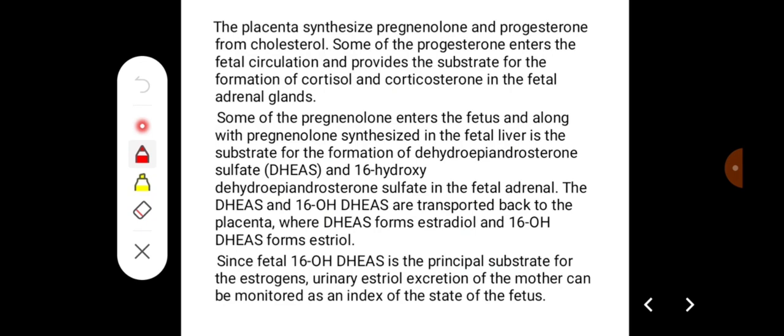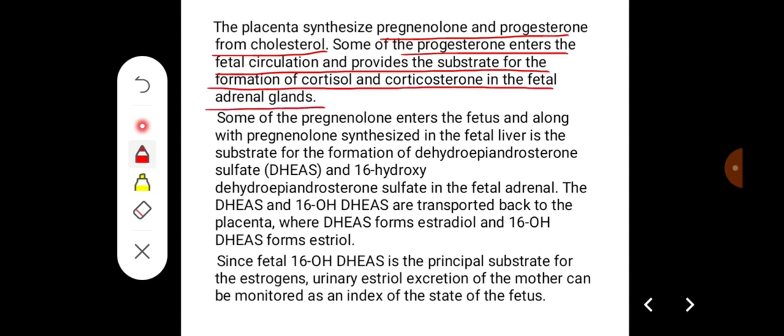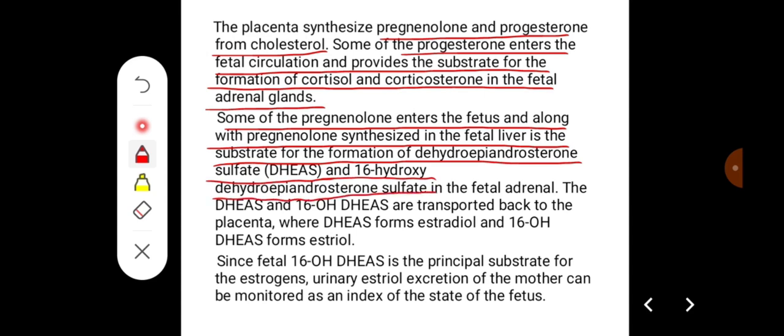The placenta synthesizes pregnenolone and progesterone from cholesterol. Some of the progesterone enters the fetal circulation and provides the separate substrate for the formation of cortisol and corticosterone in the fetal adrenal glands. Some of the pregnenolone enters in the fetus, and along with pregnenolone synthesized in the fetal liver is the substrate for the formation of dehydroepiandrosterone sulfate, that is DHEAS, and 16 hydroxy dehydroepiandrosterone sulfate in the fetal adrenal.